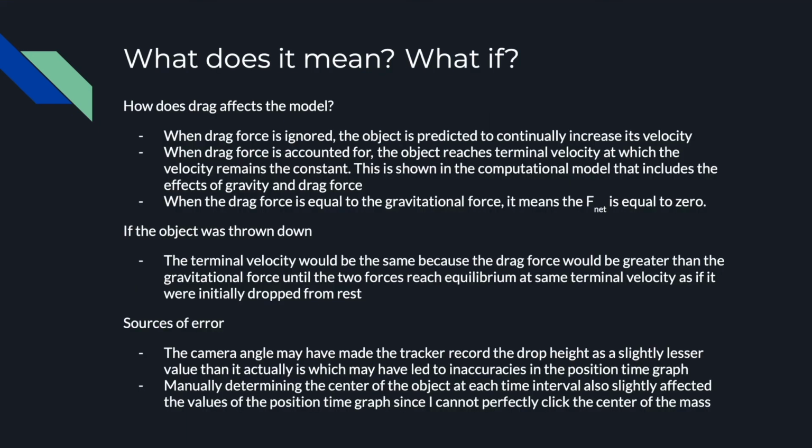There are some sources of error in this lab, however. The camera angle may have made the tracker record the drop height as slightly lesser than the value it actually is, which may have led to some inaccuracies in the position time graph. Manually determining the center of the object at each time interval also slightly affects the values of the position time graph, since I cannot perfectly click the center of mass at each point.